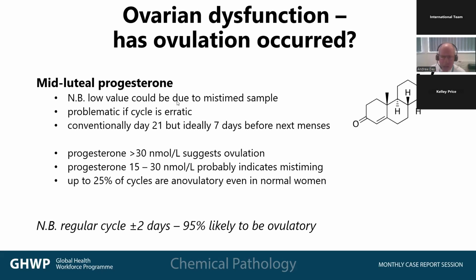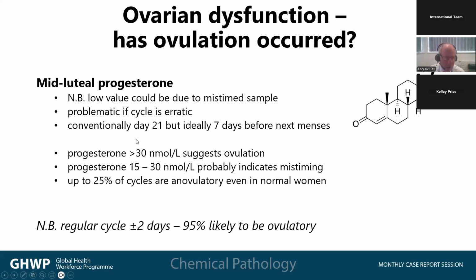Of course, the cycle isn't always regular and isn't always 28 days. So a low value could be due to a mistimed sample, particularly if the cycle length is difficult to predict. So conventionally, we say day 21 progesterone, but ideally it needs to be 7 days before the next menses. And that 21-day figure may need to be modified, for example, if we know that a particular woman has a shorter or a longer cycle. And some people even advocate testing 2 or 3 times during the luteal phase to hit that mid-luteal phase, but that isn't something that we routinely recommend.